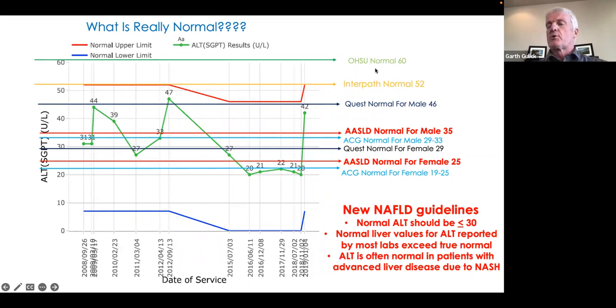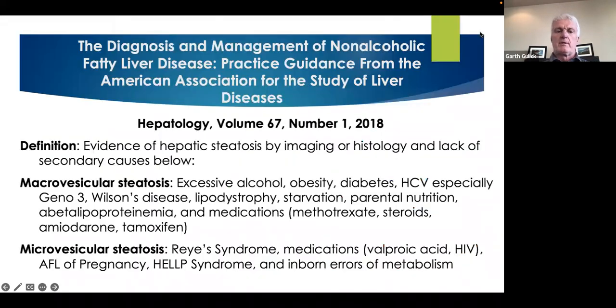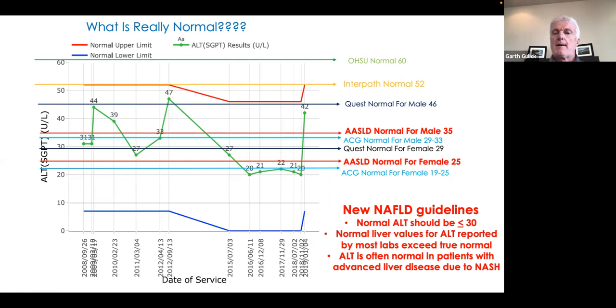Different labs have different normals; in fact, OHSU in our area is one of the highest. But as you see in the bottom right, the guideline that will come out in print any week now is going to define a normal liver test as less than 30 for both men and women. And that is going to create some problems, because this represents 36% of all Americans. So we're going to have a huge number of our patients now being told that their liver tests aren't normal. And that really suits the drug companies quite nicely when you look at the end of my lecture.